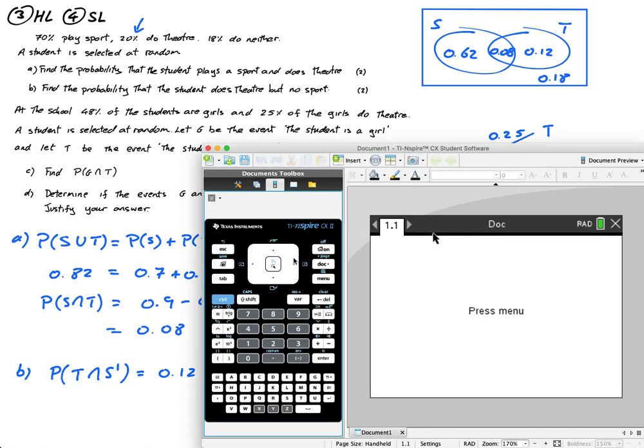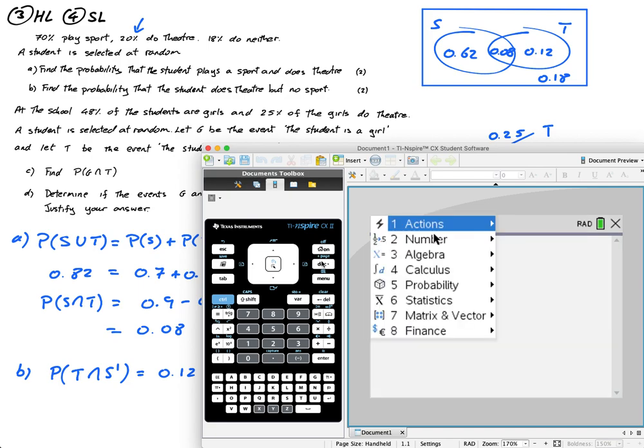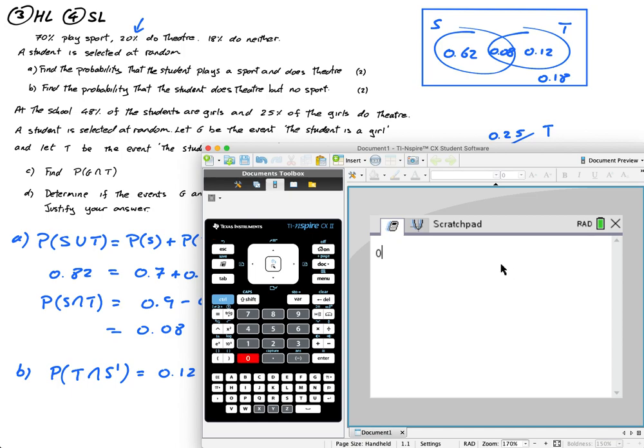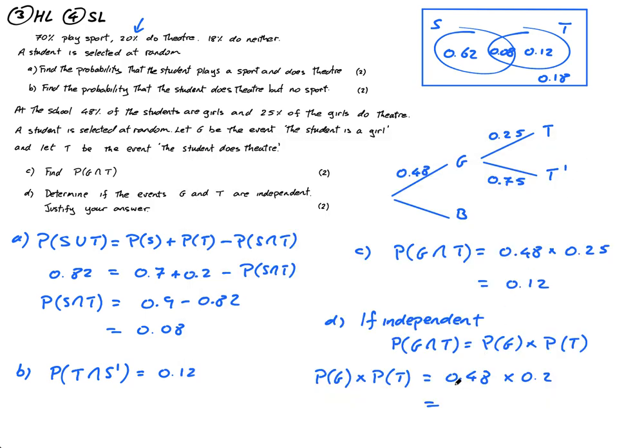0.48. Let me just do this with my calculator. I probably should know the answer to this, but let's just be safe. 0.48 times 0.2 is 0.096. That sounds correct. Yes, so it's 0.096. Now, clearly, this 0.096 is not equal to this.